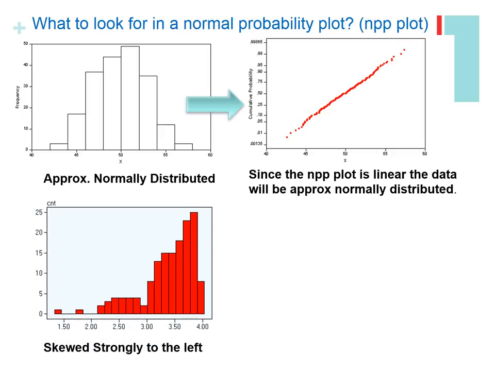What does it look like if it's strongly skewed to the left? Well, think about this. There's going to be a whole bunch of points over here in the tail that are in a really low percentile, where all these points over here are going to kind of be in a really high percentile. So they're going to be bunched in that high percentile. They're not going to be nicely spread out.